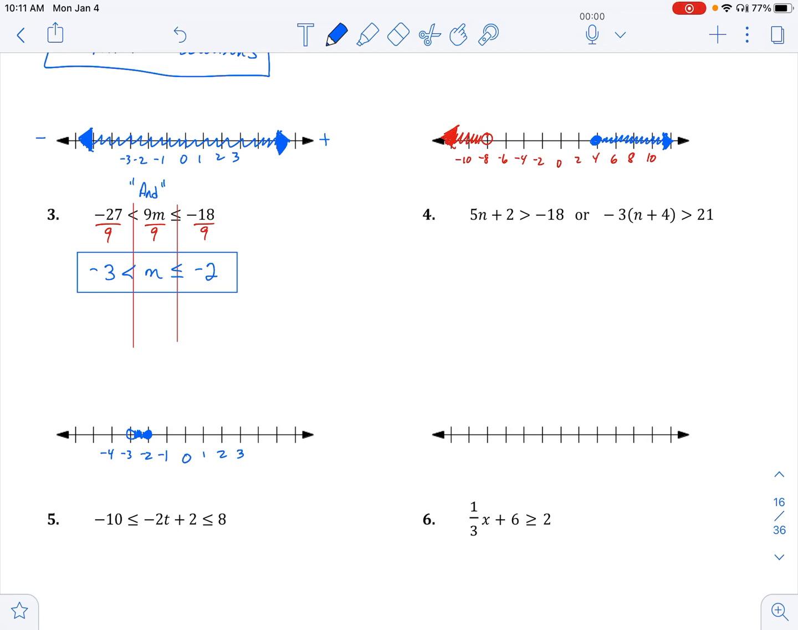In problem number 4, this is an OR. So remember, in an OR statement, we're going to graph both inequalities. Again, I'm going to solve the one on the left first. I'm going to subtract 2. I get 5n is greater than negative 20. I'm going to divide by 5, and I'm going to get n is greater than negative 4. I do not need to flip this inequality sign here because I divided by a positive 5.